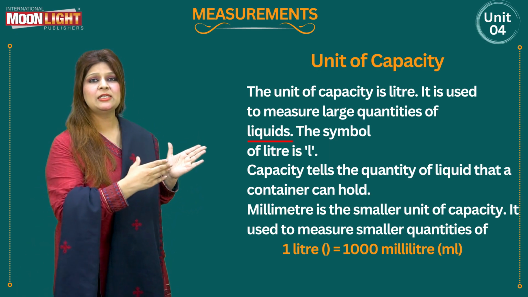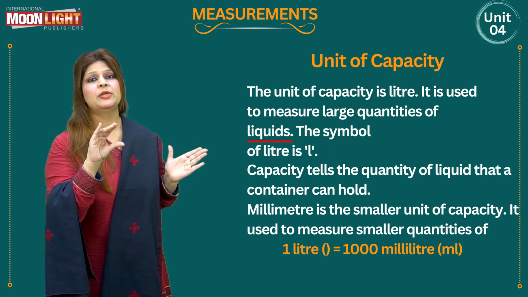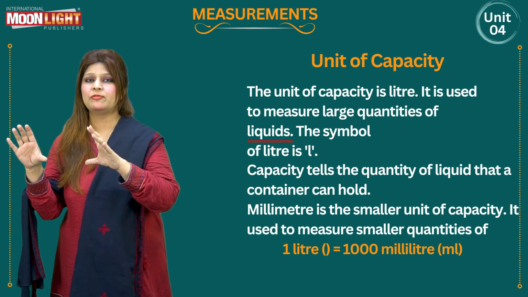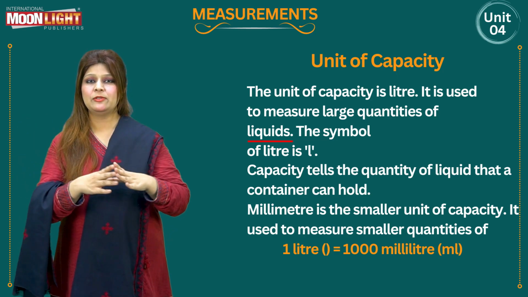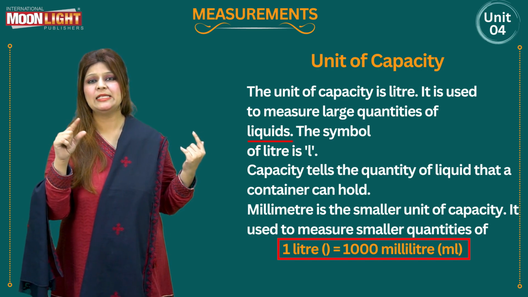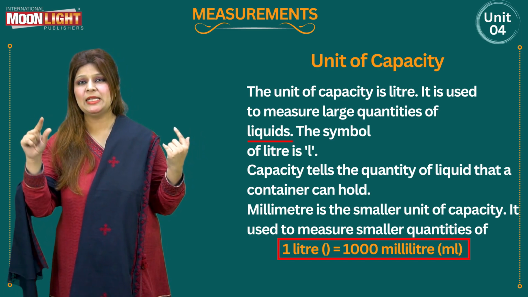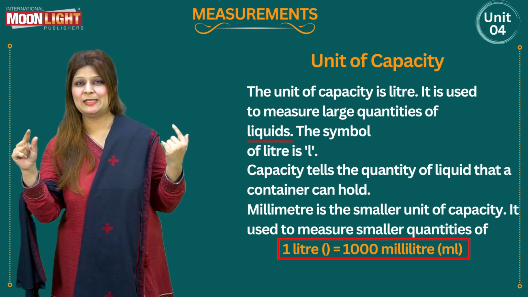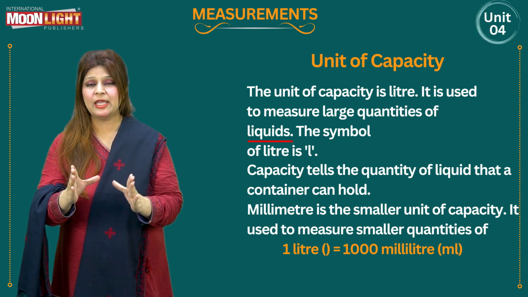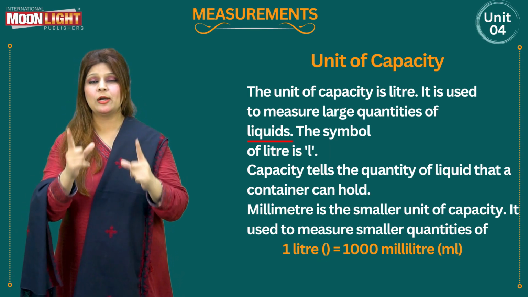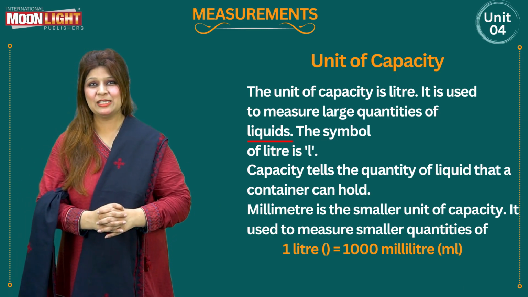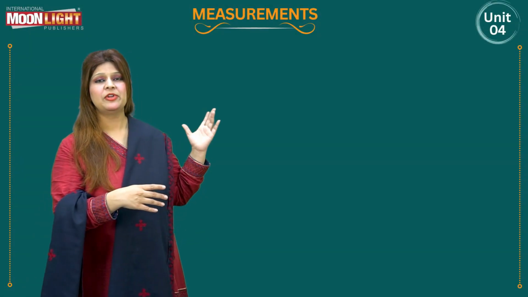Milliliter is the smaller unit of capacity. It is used to measure smaller quantities of liquid. We are going to say that 1 liter, 1 small l, is equal to 1000 milliliter. Small m and small l. Do remember that, because this is a really interesting thing, and from these measurements you are going to get so many other things which will be required in mathematics. So let's do some examples.